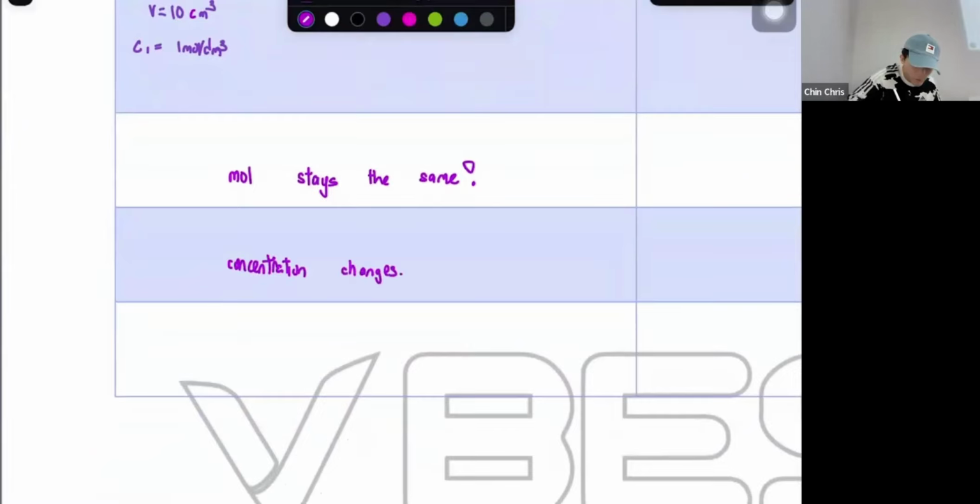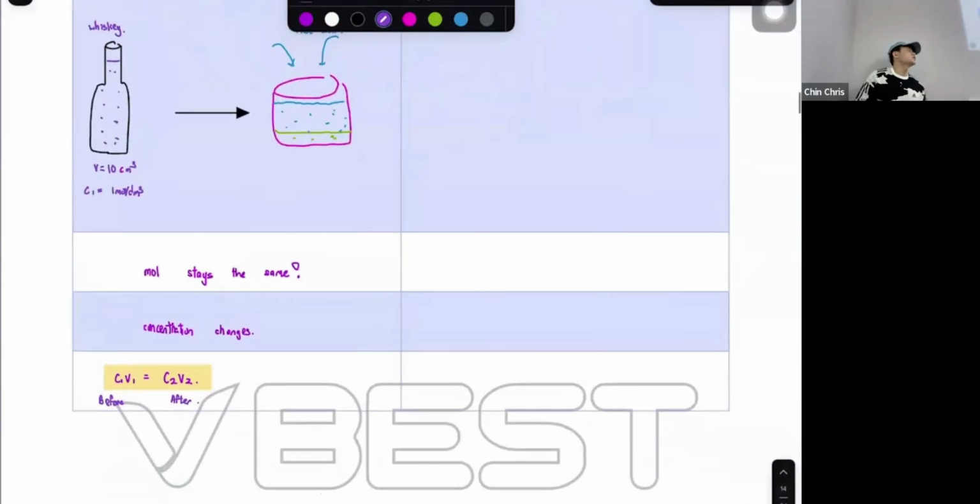And guys, we have this formula C1 V1 equals C2 V2. This is your dilution formula. This is before, this is after. Guys, for this dilution versus extraction, please copy it down. It's very, very popular in your P3.